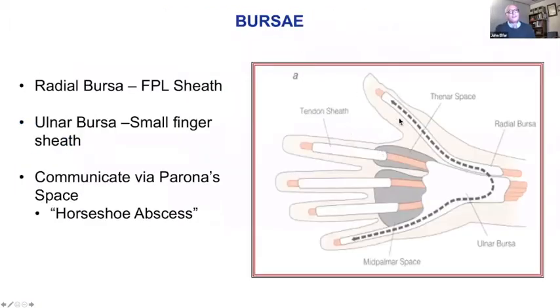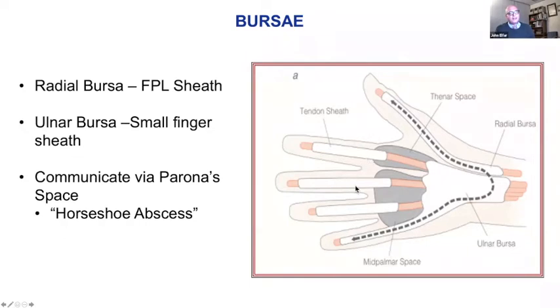I want to show you the bursae because this is what we were talking about. There's a Parona space up here in the forearm, and infection of the bursae, here's a radial bursa, and here's an ulnar bursa. These infections can spread through the palm and infect juxtaposed bursae.